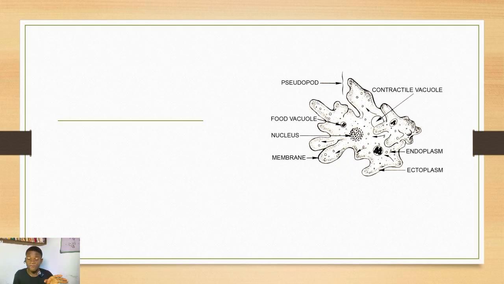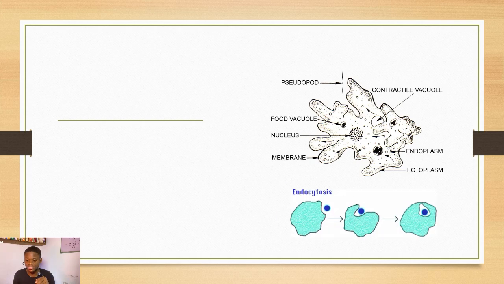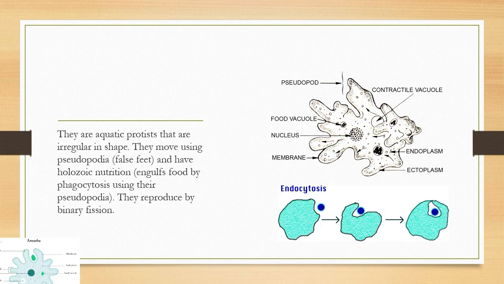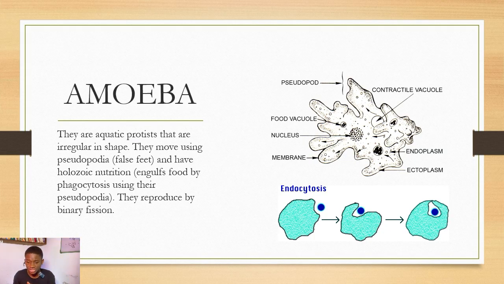An example of protozoa is the amoeba. You can see the diagram on the screen. They are aquatic protists that are irregular in shape, they don't have a defined shape. They move using pseudopodia, that is false feet, and have holozoic nutrition. The way they feed is by engulfing food by phagocytosis using their pseudopodia. They reproduce by binary fission. One amoeba will simply divide into two, and so on and so forth.